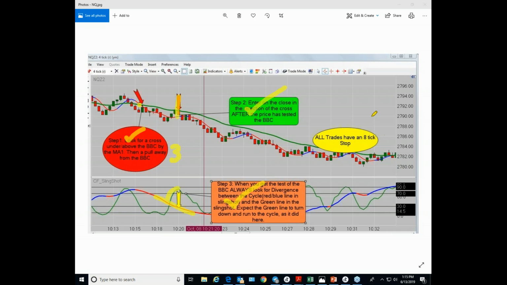So as I said, there's nothing left to do but to go inside the DOM and push a button and get short. Remember, as I said earlier, every trade will have a stop loss attached to it, and your stop loss is always going to be 8 ticks away.